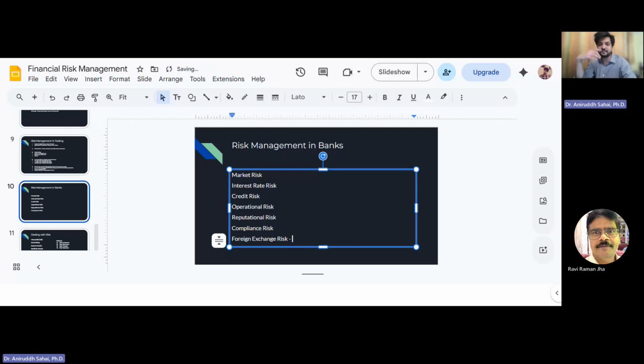Let's look at each of these risks and how banks are managing all these different kinds of risks that they are facing. Let's start with market risk. Like I told you, market risk cannot be completely eliminated. It will always remain in the system.